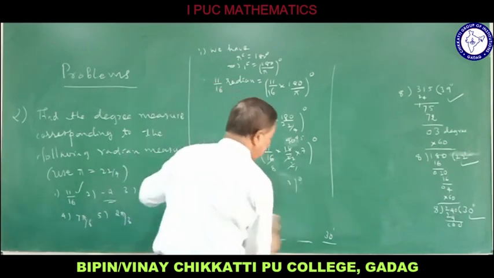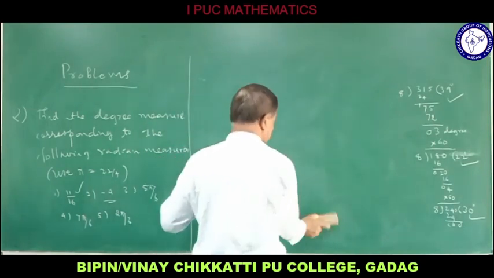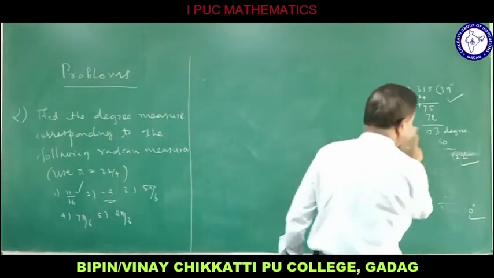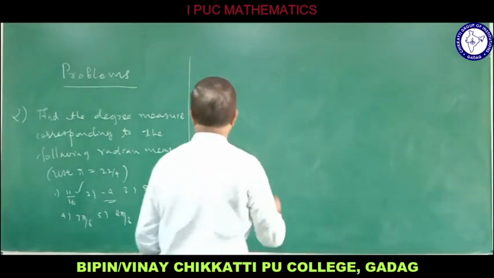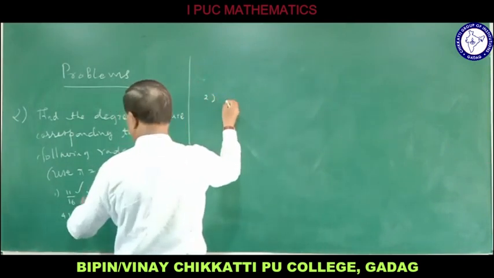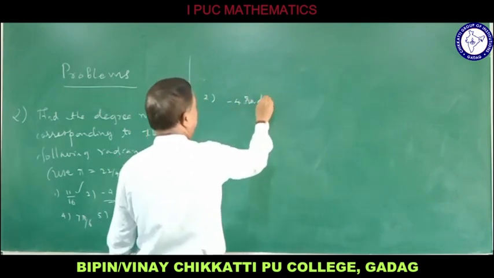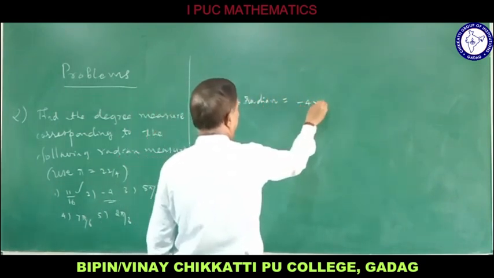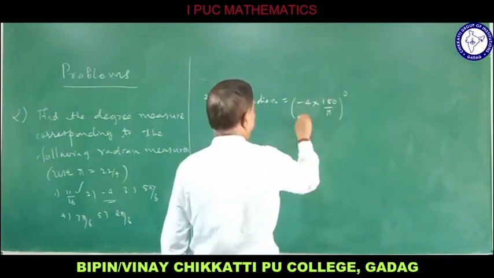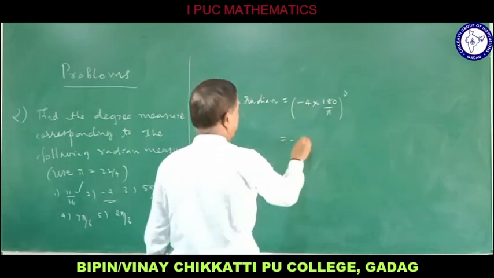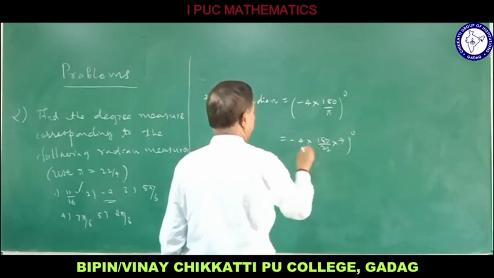Now we'll see the second: -4 radian is equal to how many degrees? Even go for it in terms of minutes, seconds, like that. What is the second? -4 radian is equal to -4 into 180 divided by π, which is degrees. So this is -4 into 180 divided by 22 by 7 degrees.